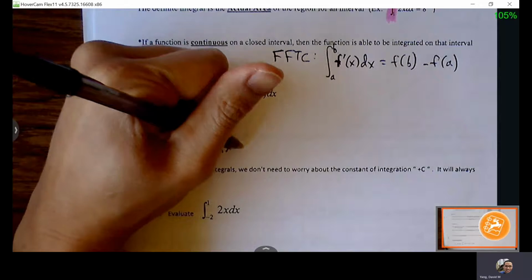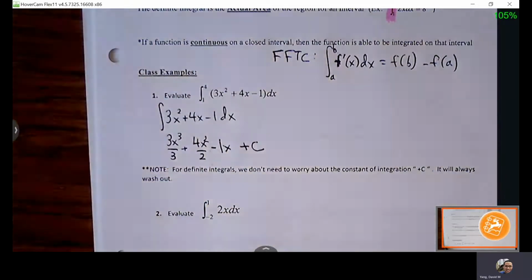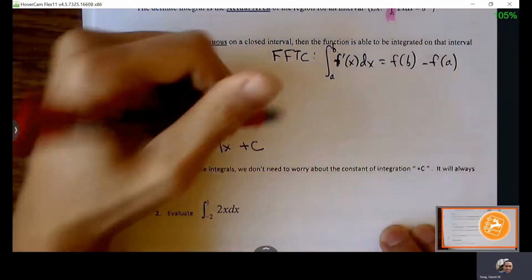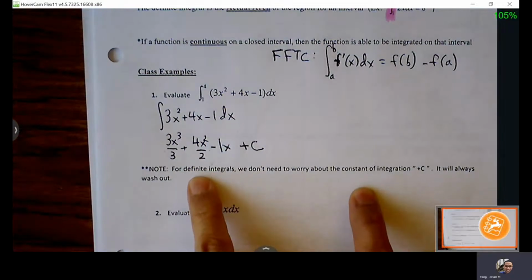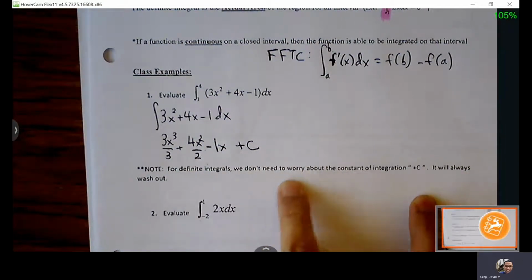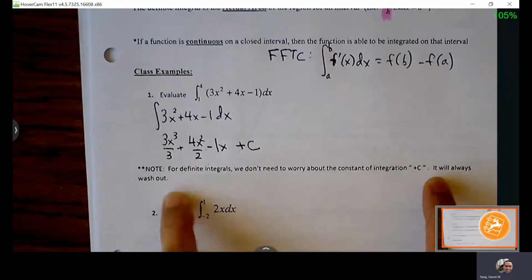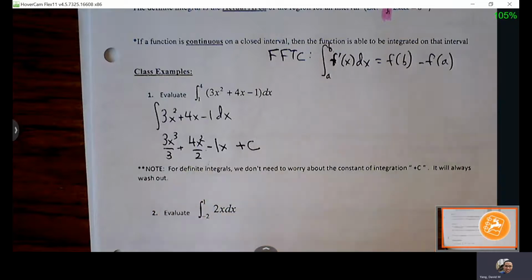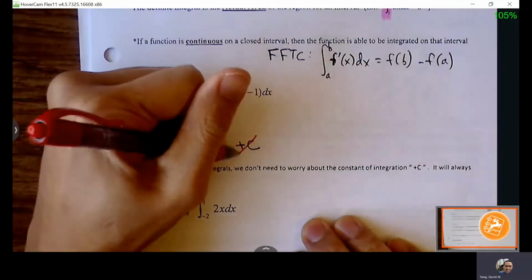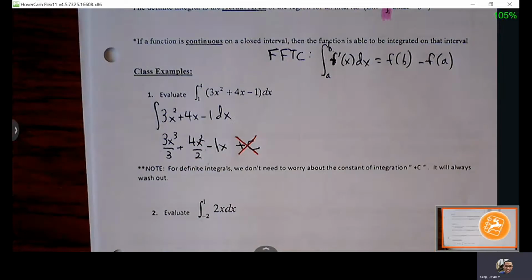Now, typically, we would do a plus c, right? But here's the issue: for definite integrals, we don't need to worry about the constant of integration. It'll always wash out. So if you see bounded integrals, just don't include the plus c. It'll eventually just cancel each other out. So there's no need to worry about the plus c. Okay, good so far?